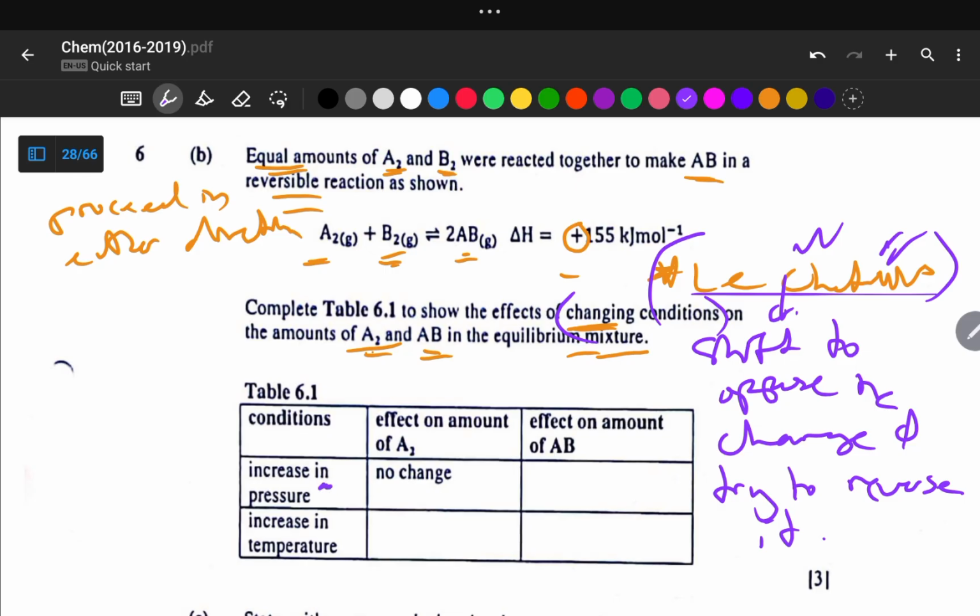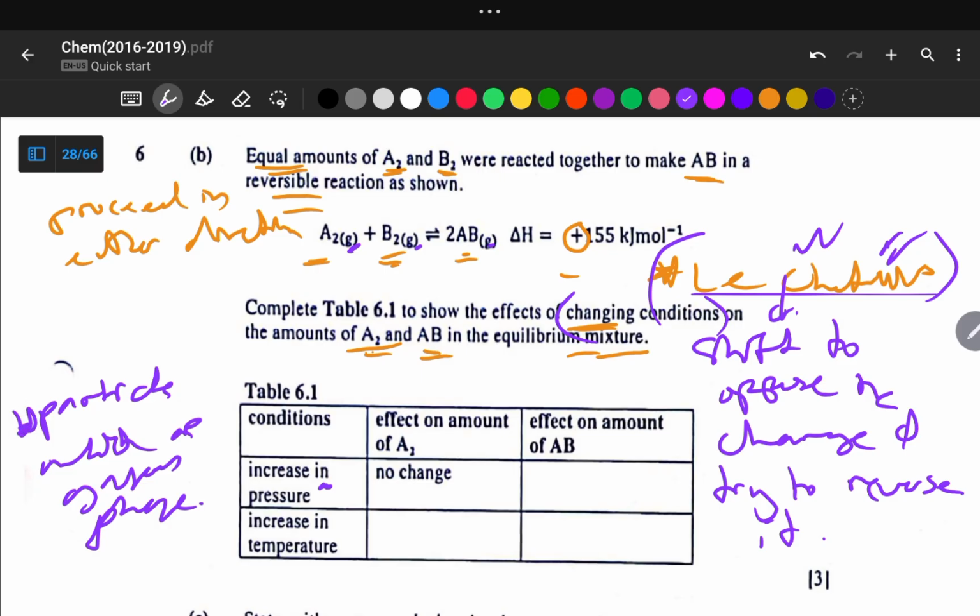So here we are given that we are to increase pressure, right? Here we have gaseous phase, and then gaseous phase. Pressure only affects the reacting particles and the products which are in gaseous phase, right? So the effect of pressure is notable in gaseous phases. The question says we are to increase pressure, so what is the effect on A? On A there is no change, on B there is no change. So the effect of pressure is cancelled.